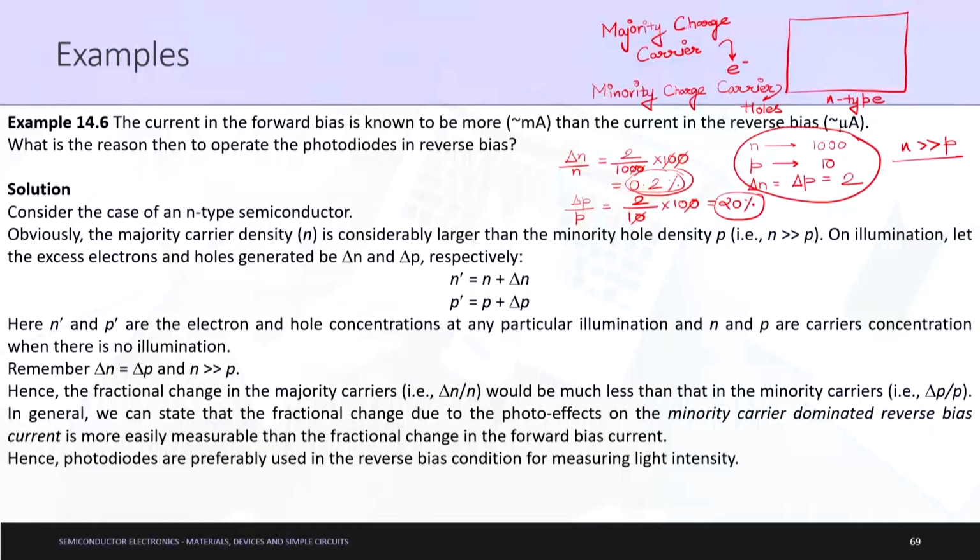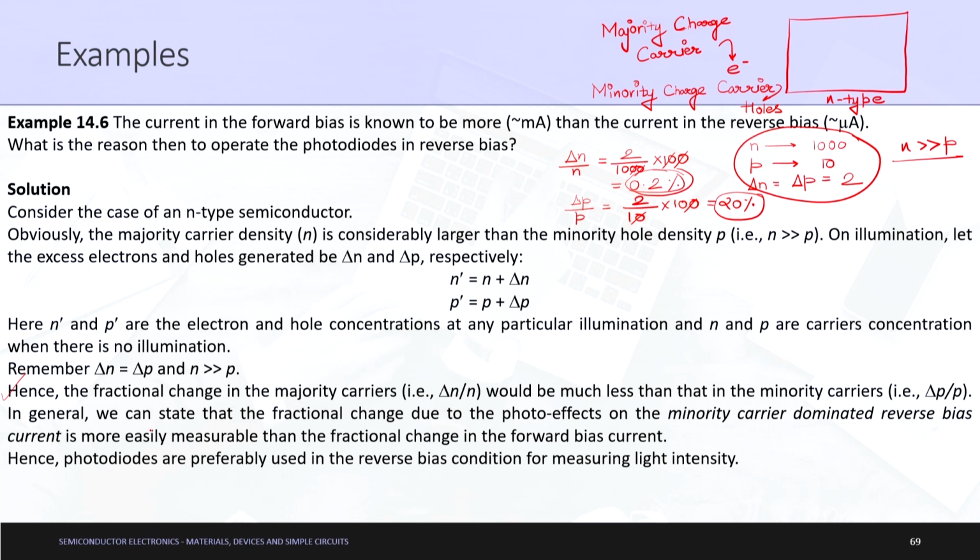Okay. So, from there we can also understand that if this is the case only for the order of 2, then what will happen in the order of 3, 4, etc.? Hence, the fractional change in the majority carriers would be very much less than that in the minority carriers, that is delta p by p. I explained this line using the example also.